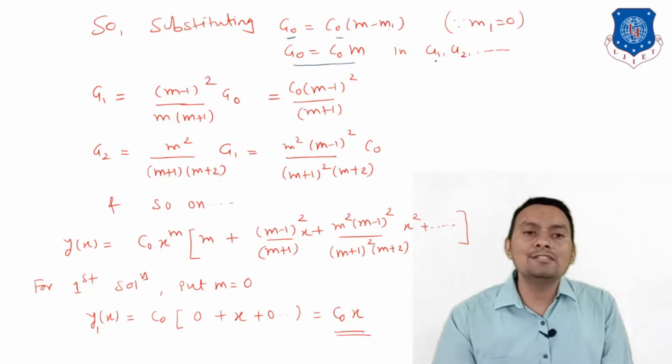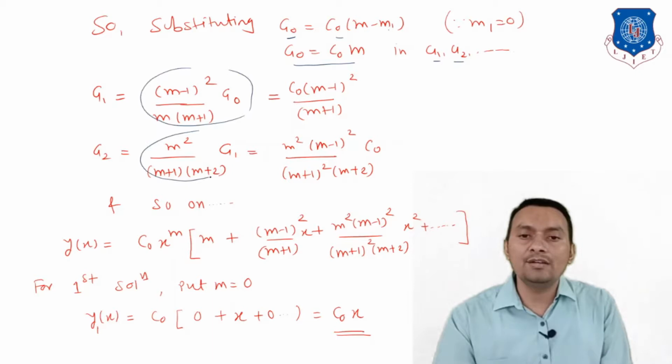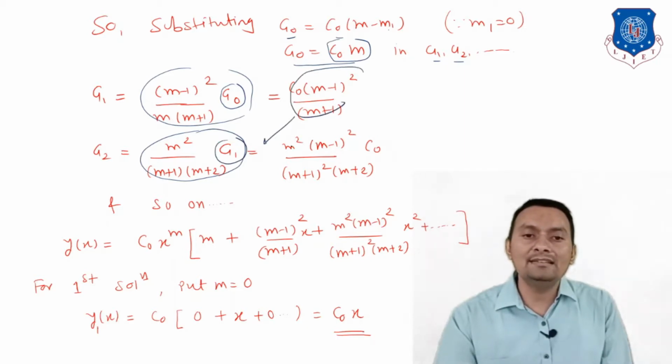Now substituting all these values in a1 and a2. So this is our a1, this is our a2. I am replacing a0 with c0 m, so just replace it here. We will get c0 times (m minus 1)² divided by (m plus 1), because m will be eliminated. Now a2 is equal to this one, and a1 is replaced by this quantity, so I will get this one and so on. Now substituting all these values in the assumed solution, I will have this one.